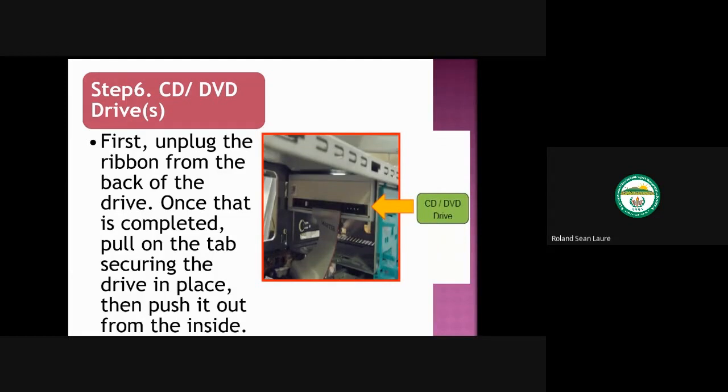Step 6, CD, DVD drives. Go ahead, Hermosa. CD DVD drives. First, unplug the ribbon from the back of the drive. Once that is completed, pull on the tab securing the drive in place, then push it out from the inside. Okay. So, remove or unplug all the CD, DVD drives, including the connectors. Okay. Next.